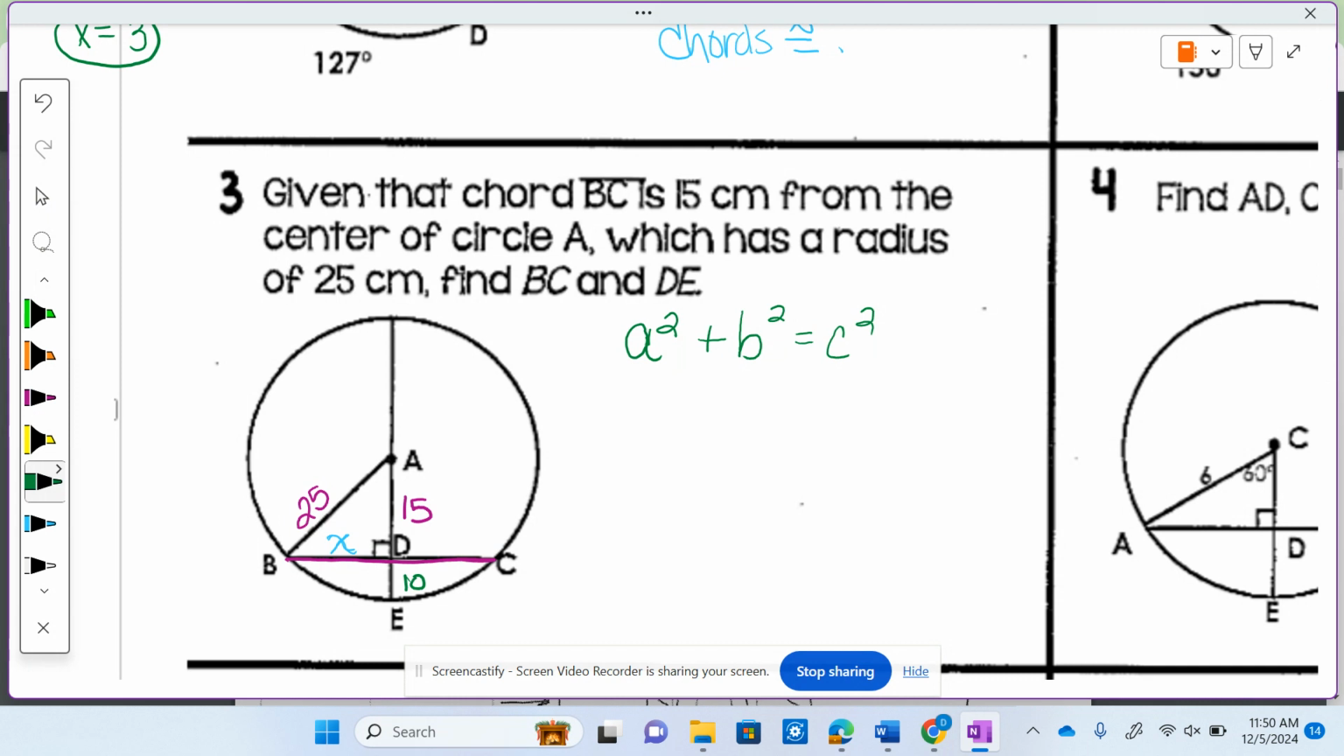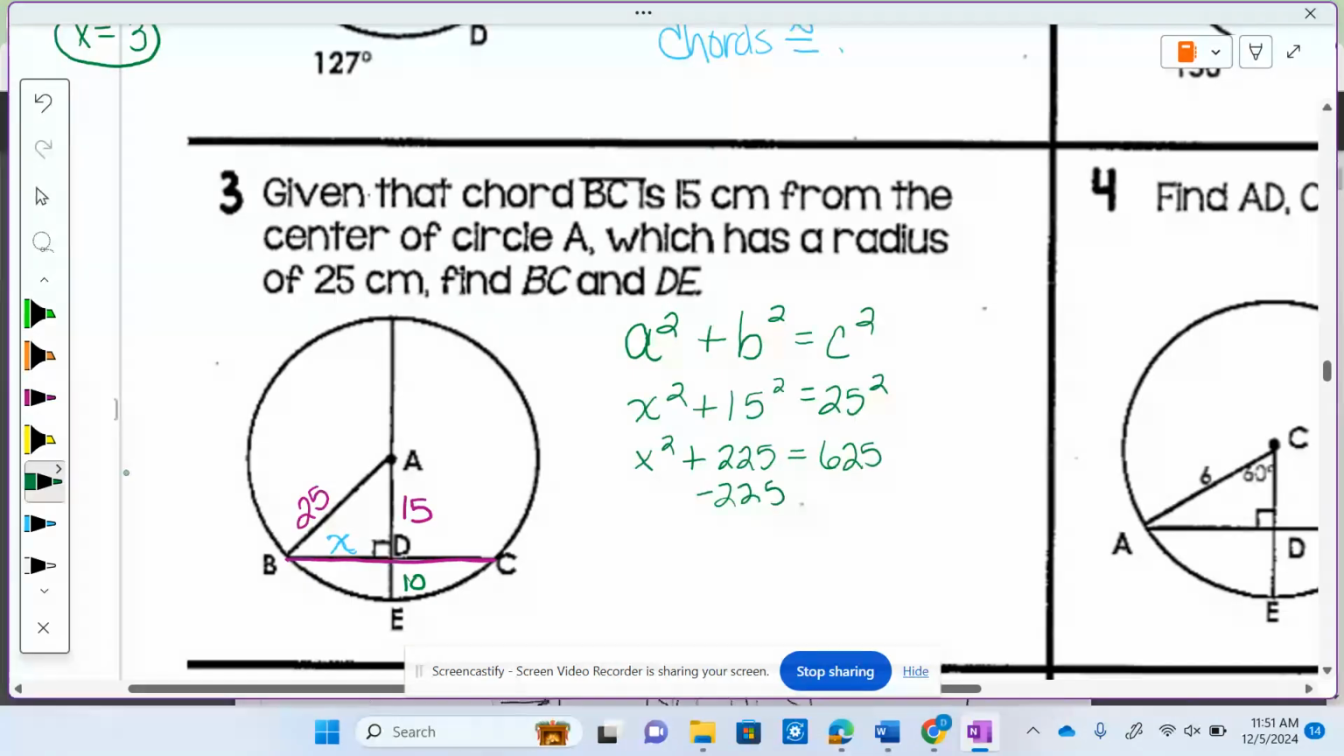So what side is c squared? What side represents c? The 25, the hypotenuse. A and B don't matter, so I'm going to call it x squared plus 15 squared. So x squared plus 15 squared, which is 225, equals 25 squared, which is 625. When I subtract 225 from both sides, I believe I get 400, right? So x squared equals 400, and the square root of 400 is 20.